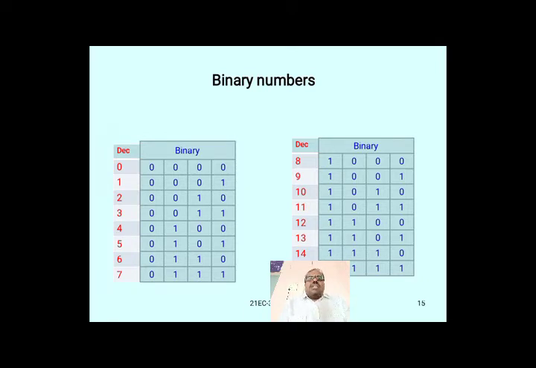For 2, the 1 is represented in the twos place, so 1 into 2 power 1 is nothing but 2. So 0010. Next 3 is 0011. 4 is 0100. For 7, 0111. That means 2 power 0, 2 power 1, 2 power 2: 2 power 0 means 1, 2 power 2 means 4, 2 power 1 means 2.